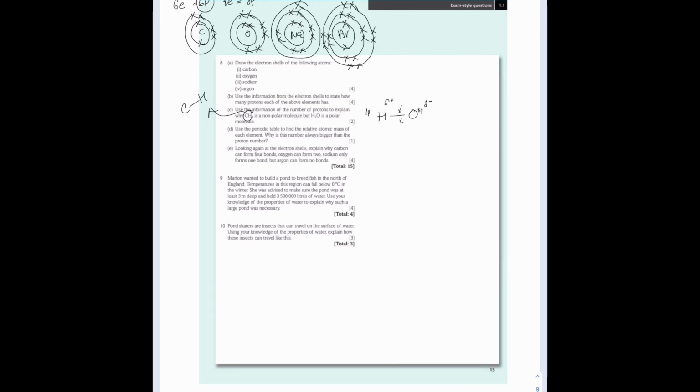Looking again at the electron shells, explain why carbon can form 4 bonds, oxygen can form 2, sodium can only form 1 bond, but argon forms no bonds. Once again, GCSE is not going to be asked.